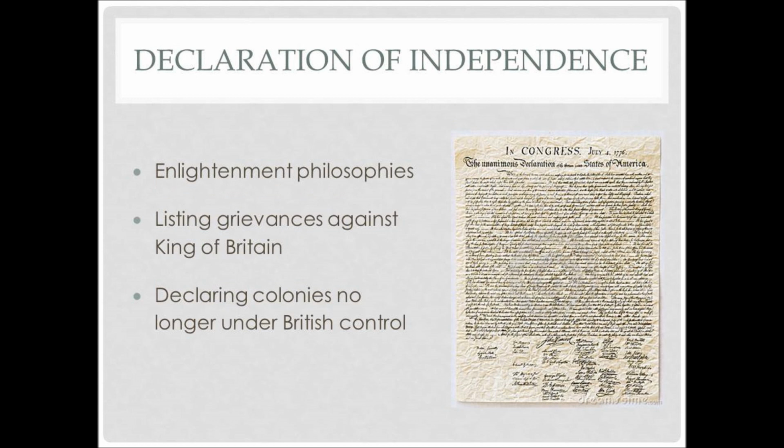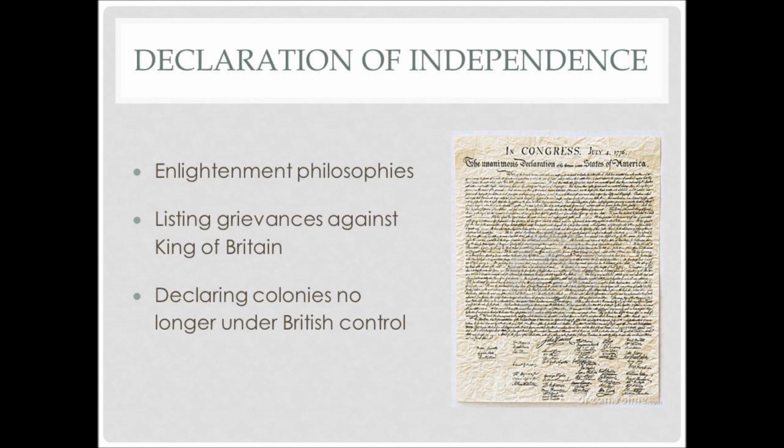The second piece of literature we're going to talk about is the Declaration of Independence itself, which is an incredibly important piece of written work in American history. It came from the philosophies of the Enlightenment, most notably John Locke. Life, liberty, and property, John Locke said, and in the Declaration of Independence it is life, liberty, and the pursuit of happiness.